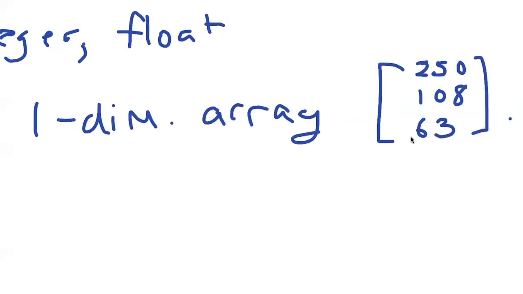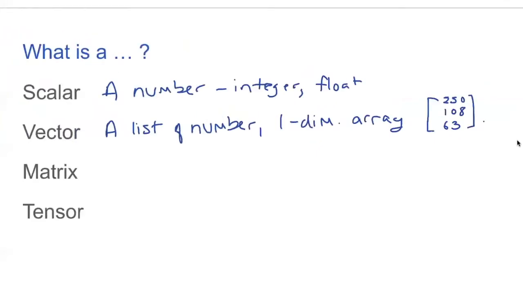So if we were going to look at, say, the RGB values of a pixel in an image, we might end up with 250, 108, 63 if the range was 0 to 255. And that would be fairly red, a little bit of green, and a little bit of blue. So you could have one pixel's color intensities represented that way.